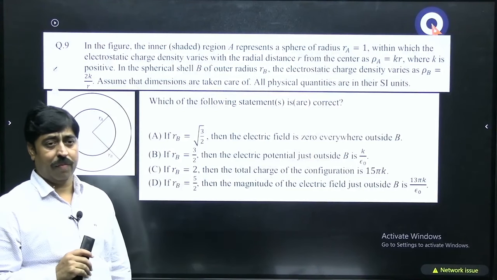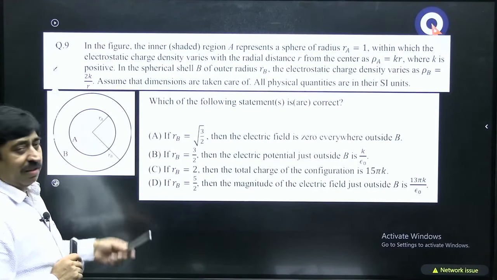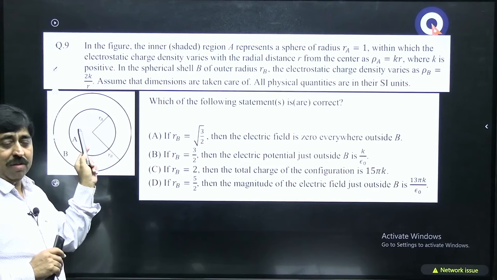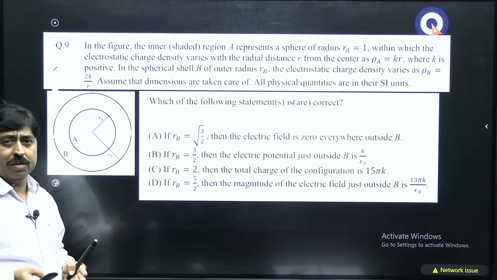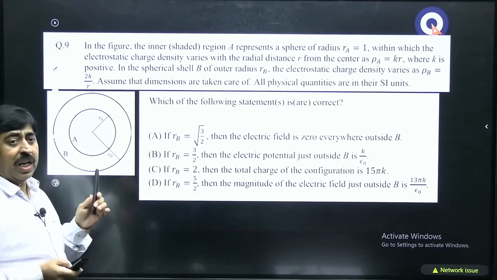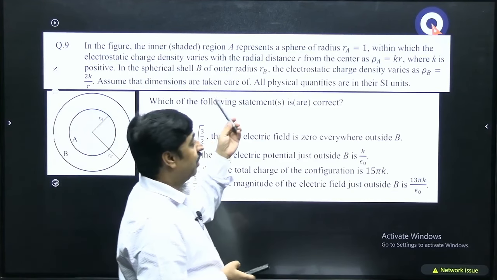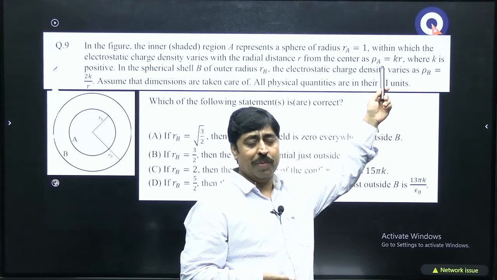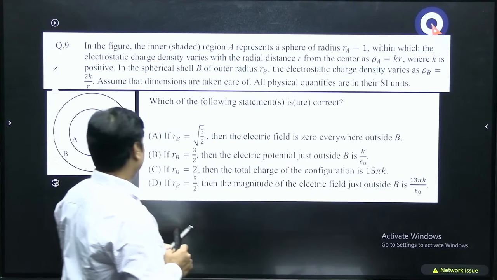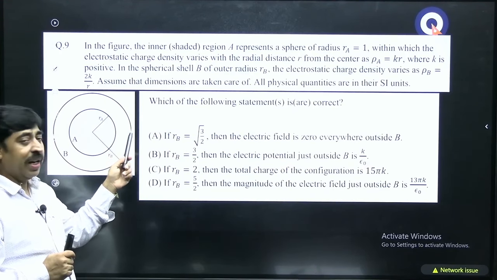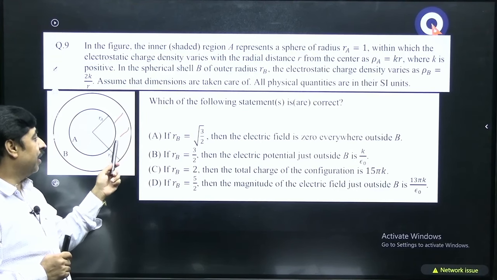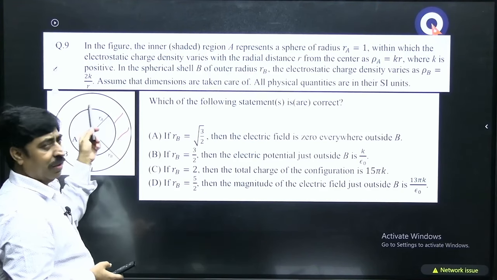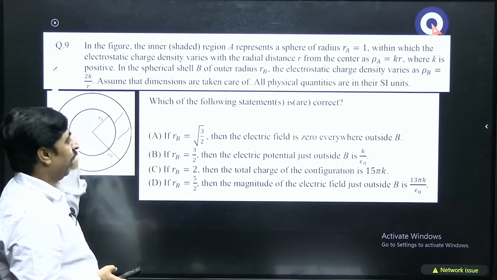This is a question which says that inside this spherical region of radius R A, there is a spherically symmetric charge, but it varies radially. The charge density varies with radius R according to this equation: rho is proportional to R, basically K times R. And thereafter, between radius R A and R B, in this region, the charge density again varies, according to a different relation. The charge density is 2K by R.